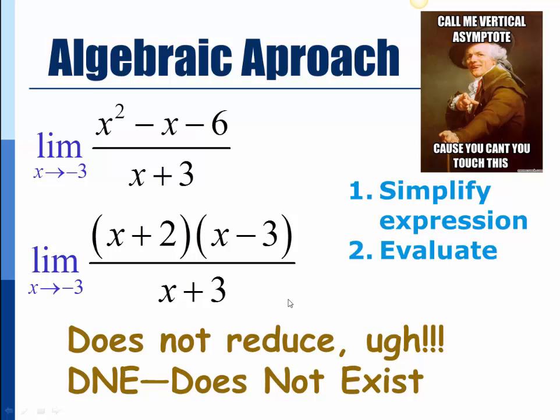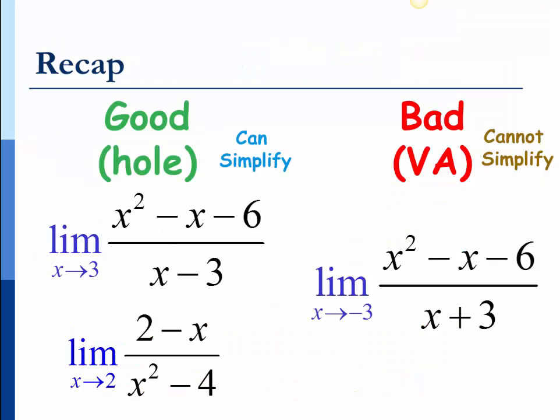And when we can't reduce out, that's a problem for us. And that's when we have limits that don't exist. It's all because with our algebra, we're not able to simplify this, reduce this, and eliminate the problem that we have. And so in this case, that's how our vertical asymptotes happen, when the things don't factor out for us. Okay, so let's do a quick recap.